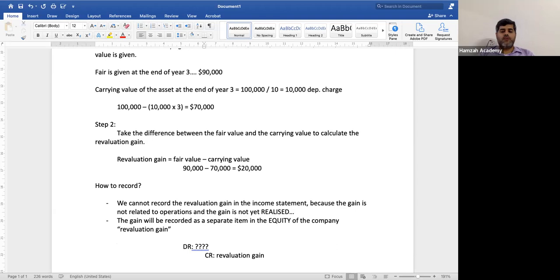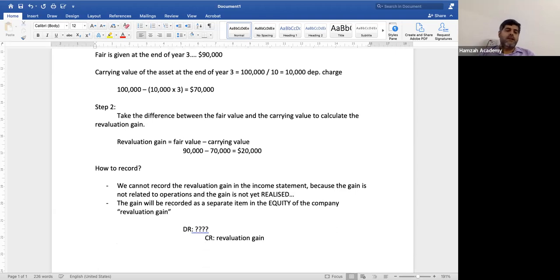When we talk about what to debit in our accounts, let's take a look at how we got this gain. We compared the fair value with the carrying value, right? This is the value available in the market, where your asset is readily available for sale for like 90,000, whereas its carrying value is 70,000. And by comparing the fair value with the carrying value, you had the gain.